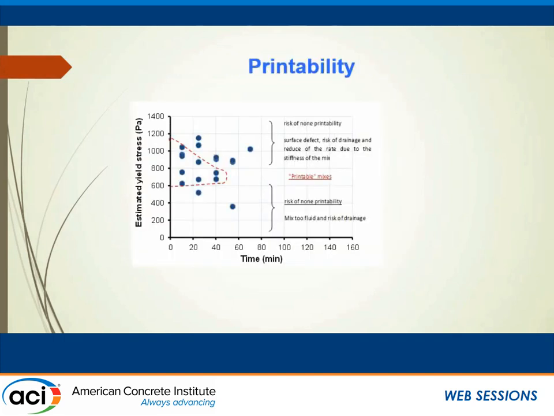From this result, we tried to develop a curve where we can see the opening time versus estimated yield stress. We try to find out the zone where we can do 3D printing. Our mixes are here, the red zone. If you go further here, we will have more surface defects, and also there is a risk of drainage, because the mix is too stiff. If you go here, this is when you have lower yield stress, you have more risk of drainage, because our mix is fluid. In this case, we cannot have a better mix for 3D printing.